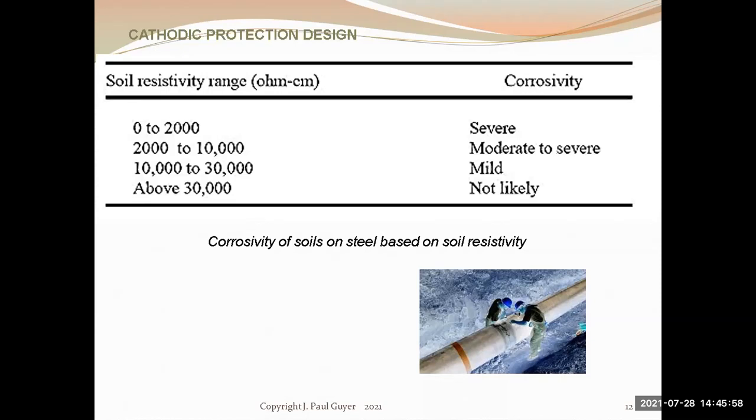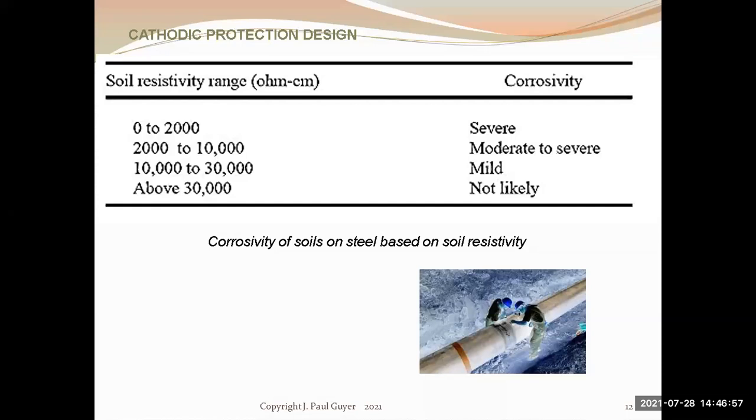And it's a simple little test setup. You stick electrodes in the ground a known distance apart, and you stick a source of current, a battery, in that test setup, and you include an ohm meter in the circuit, and you can measure the resistivity, how resistive the soil is to the flow of current. And this is how you determine the corrosivity of the soil.